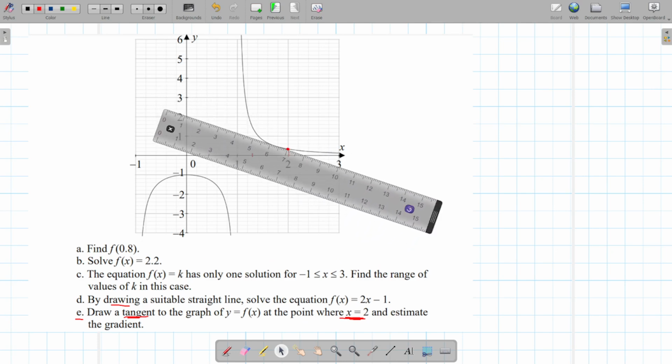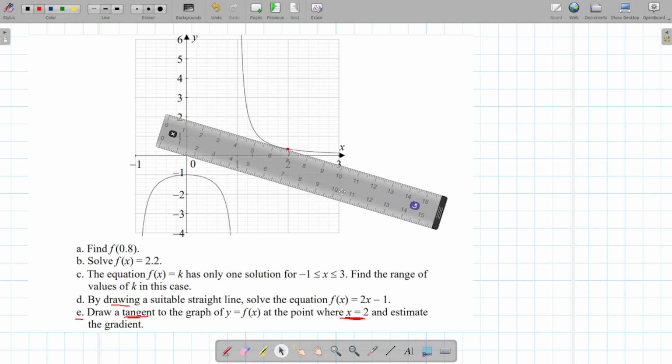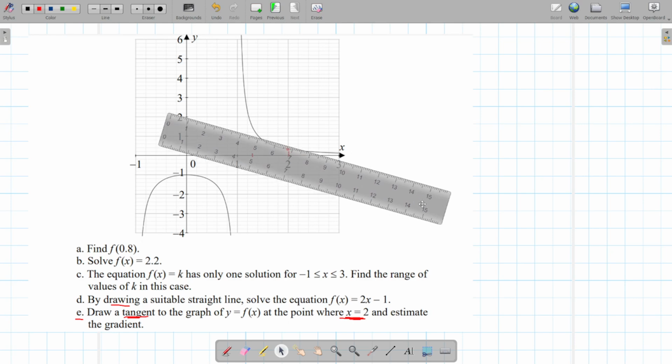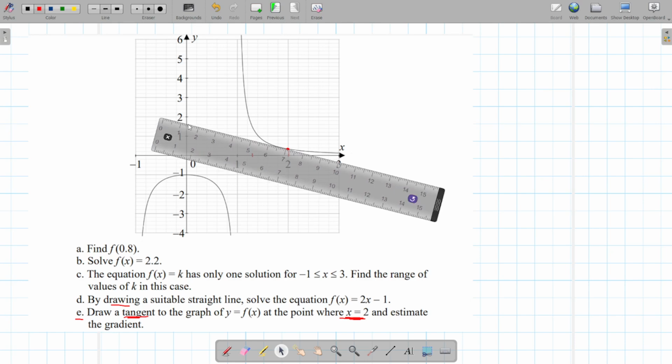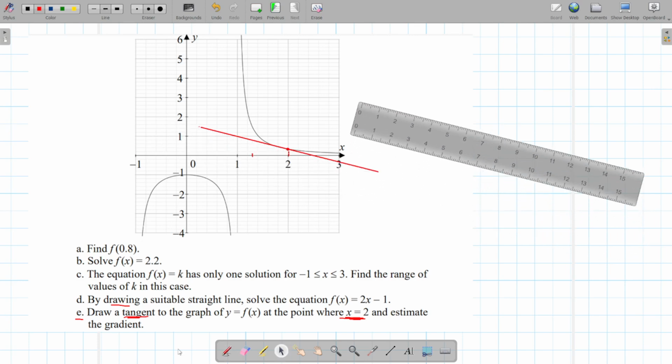So let me adjust it a bit. Just a bit. Okay. I can't draw. Okay, this is the tangent. And estimate the gradient. Look, you drew the tangent. Now they say estimate the gradient, yeah? To estimate the gradient means find the slope.